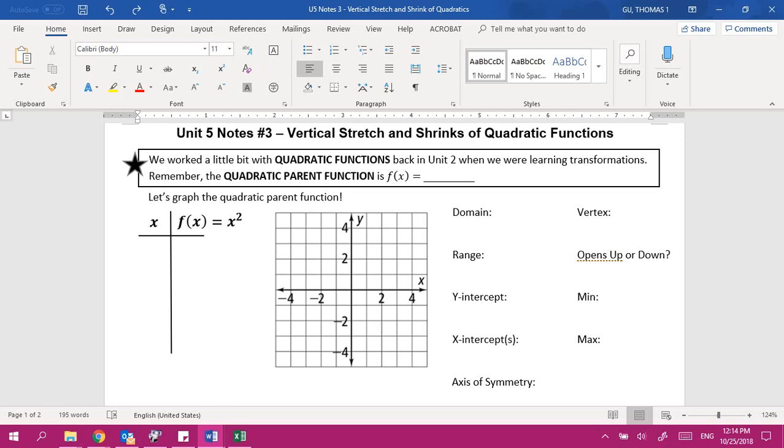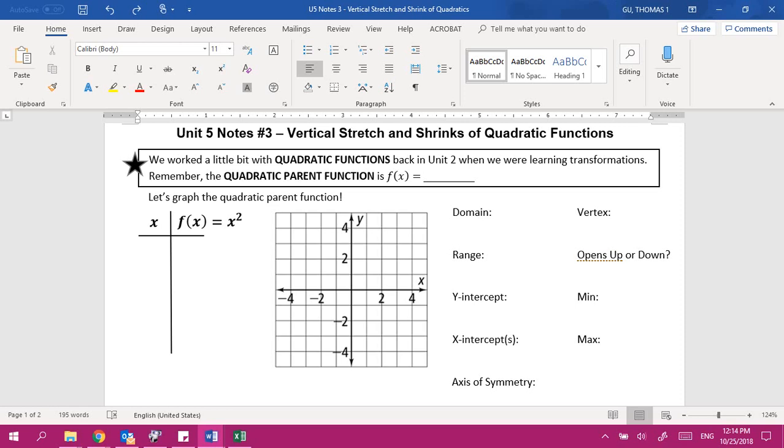All right, so today we're doing Unit 5 Notes number 3. We're into the second half of our Unit 5 notes. This is all about quadratic functions. And so today we're going to learn a new transformation that we didn't learn about back in Unit 2. It's going to be about vertical stretches and shrinking. But first we need to do some review.